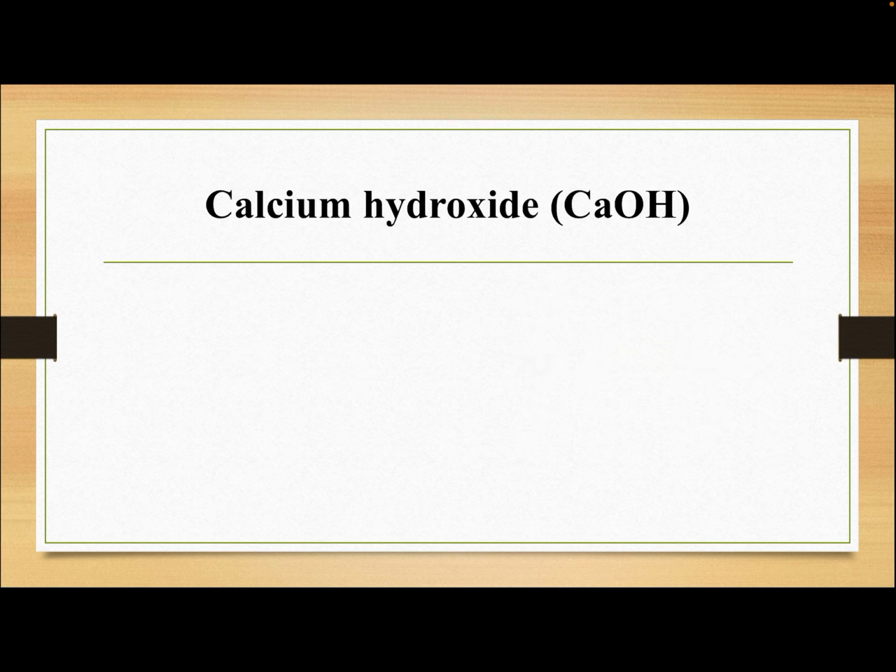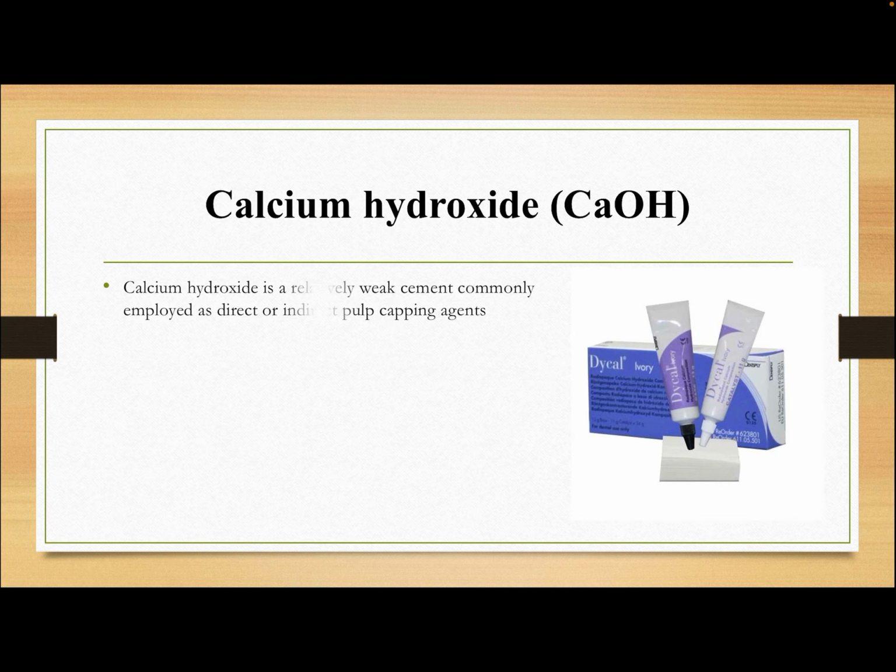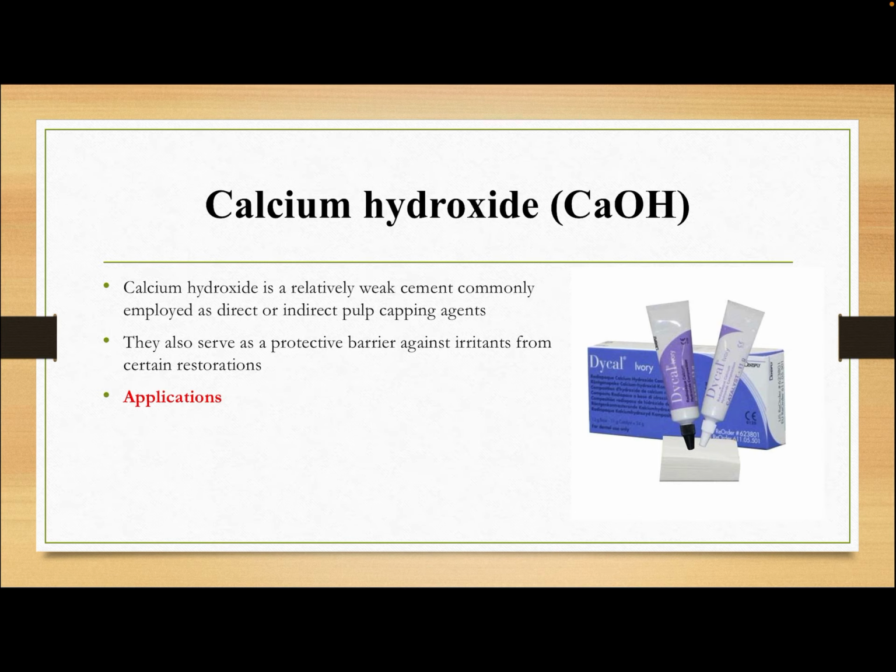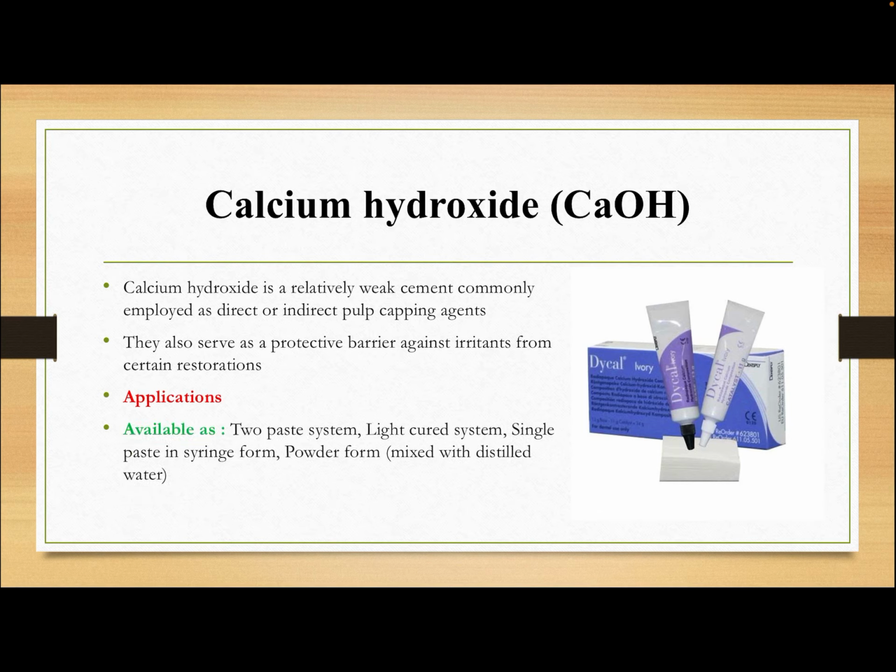The next cement or material in discussion is calcium hydroxide, which is a very popular material. It is a relatively weak cement and commonly used as a direct or indirect pulp capping agent. It also serves as a protective barrier against irritants from certain restorations, and has many other applications like apexification, in pulpotomy, as an intracanal medicament, and as an endodontic sealer.